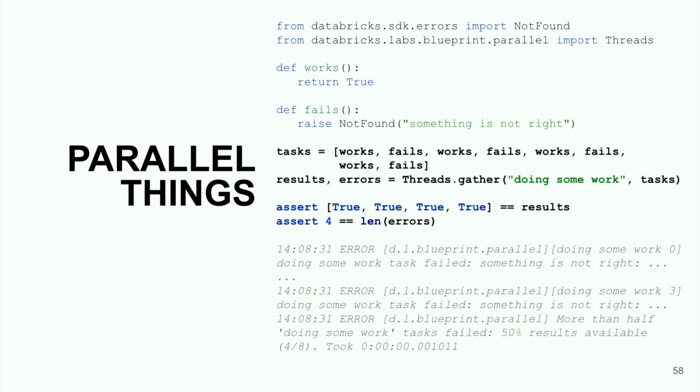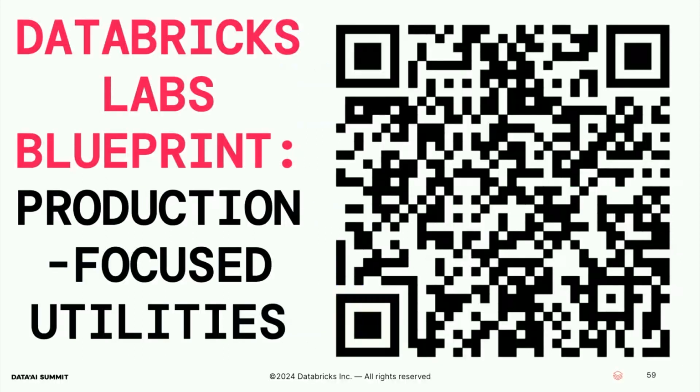Then we have some simplified utilities for parallel execution with threads or concurrent futures. It's usually hard, and with this it's a bit easier because we have better error handling here. So open up your phones and start trying out Databricks Labs Blueprint, because it has these and a few other production-focused utilities that make your life easier.